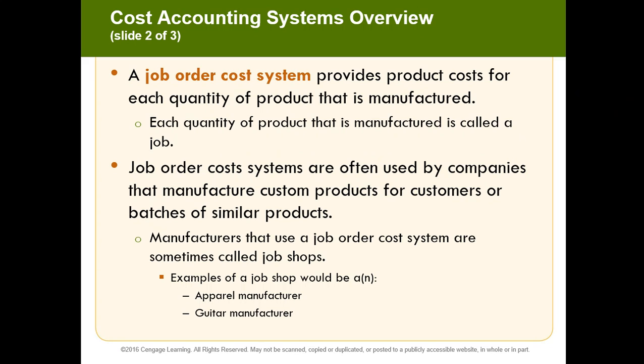Now, a job order cost system captures those product costs usually by companies that are manufacturing custom type products or unique products or batches of similar products. Home builders are a good example of a company that would use a job order cost system. Apparel manufacturers and guitar manufacturers are the examples that the book uses.